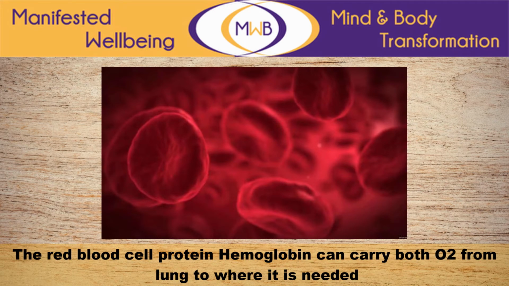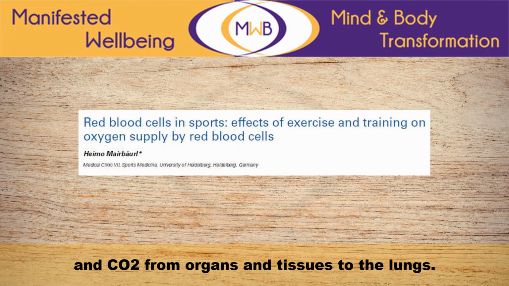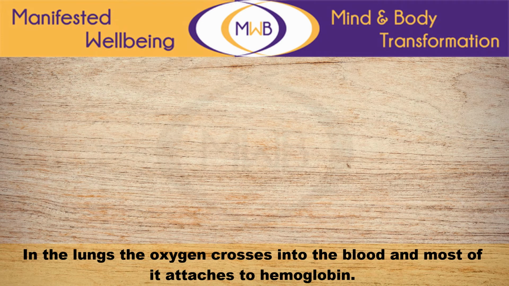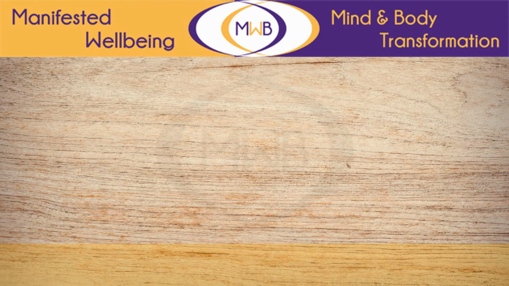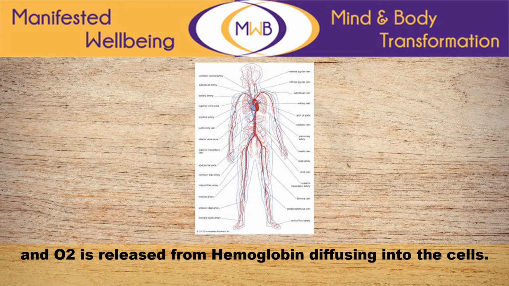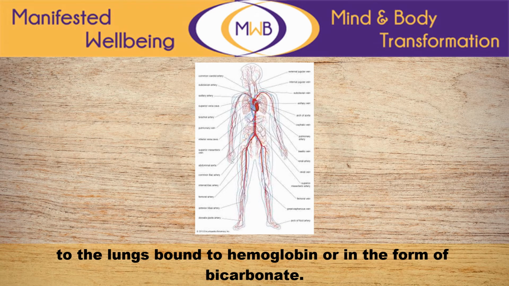The red blood cell protein hemoglobin can carry both oxygen from the lung to where it's needed and carbon dioxide from organs and tissues to the lungs. In the lungs, the oxygen crosses into the blood and most of it attaches to hemoglobin. The cardiovascular system circulates the oxygenated blood to all parts of the body and oxygen is released from hemoglobin, diffusing into the cells. The carbon dioxide produced by the cells reaches the blood and is transported to the lungs bound to hemoglobin or in the form of bicarbonate.